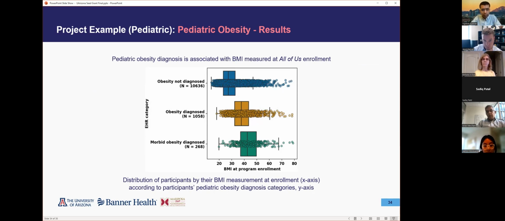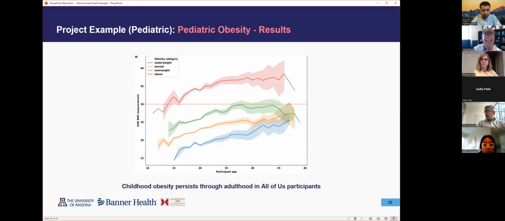So, just quick results. What you see on the screen is distributions of participants. On the x-axis, you have the BMI measured at enrollment, and we're comparing that to the legacy EHR data retrospectively. And you can see that there is an association between pediatric obesity as well as the BMI measured at enrollment. Next slide.